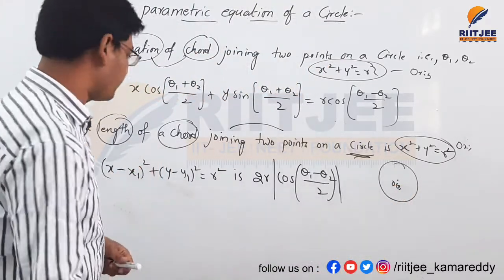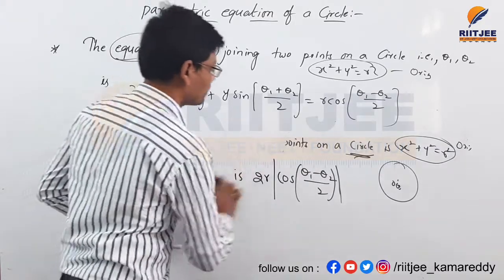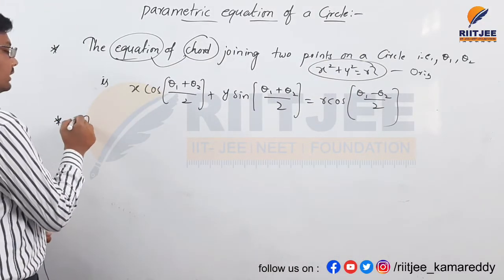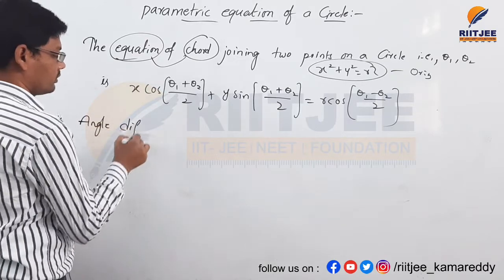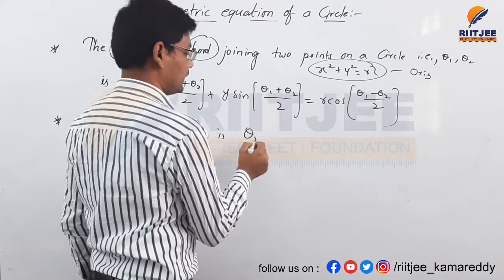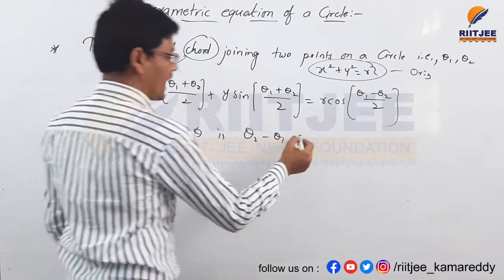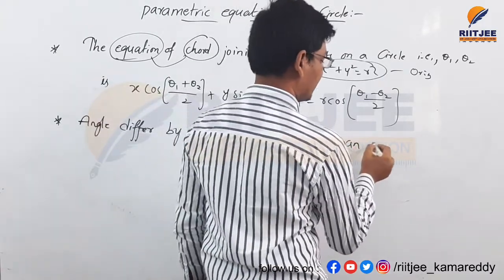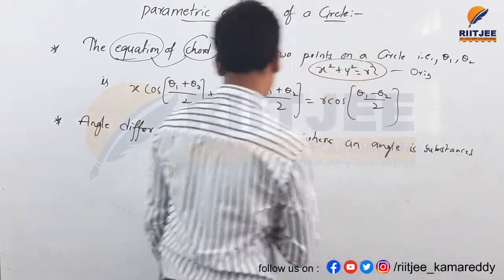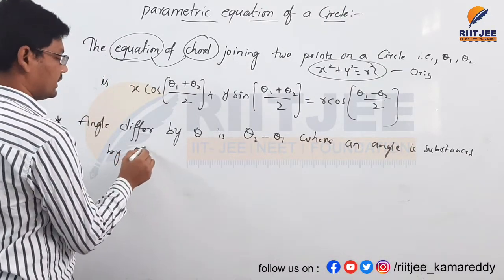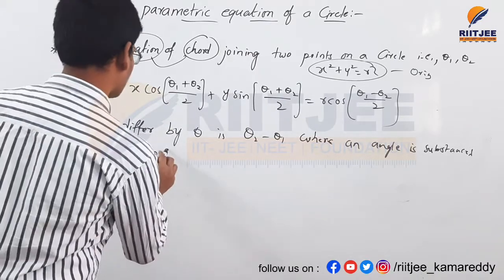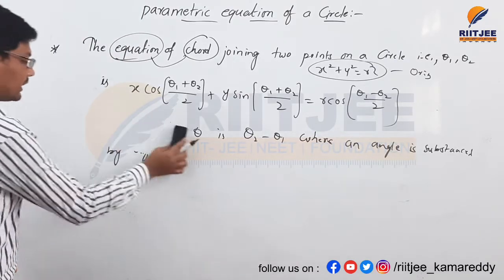And the next topic is the angle. The angle differs by theta 2 minus theta 1, where the angle is subtended by the chord at the origin.